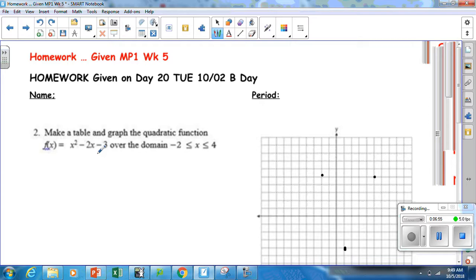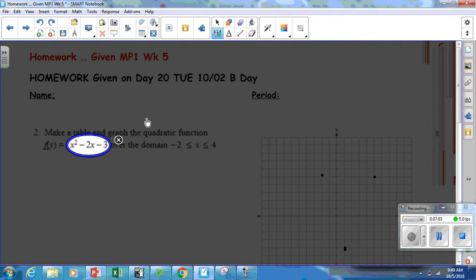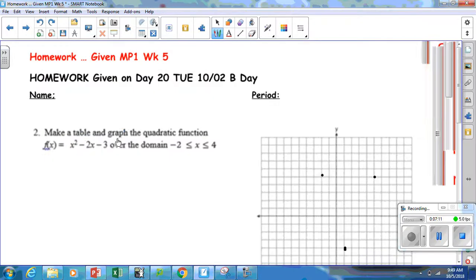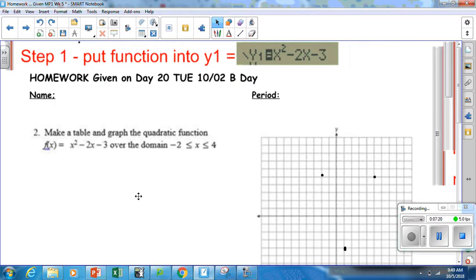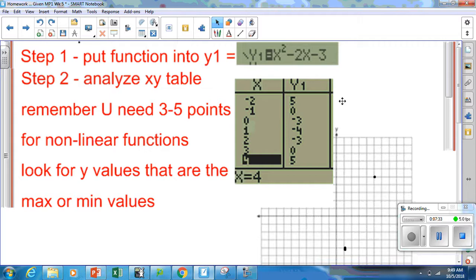Let's consider our next question. We're asked to make a table and graph of this quadratic function. Everybody say quadratic. Now we know with quadratic functions, we're either going to have an upside down smiley face or a right side up smiley face. Consider step 1. Plug the function into our graphing calculator. Consider step 2. Analyze the XY table. Remember, you need 3 to 5 points for a nonlinear function, and we want to look for points where the y values represent either the max or the min.